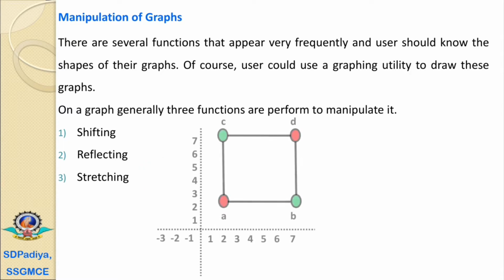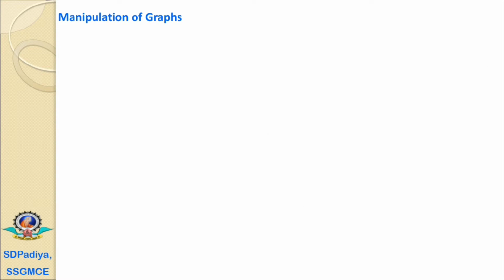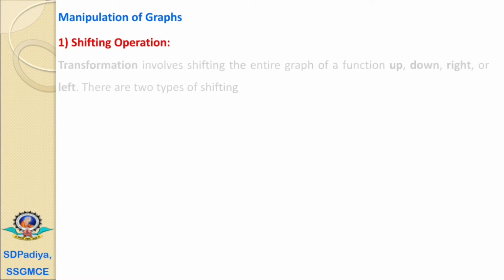Now, if we consider a graph with 4 points, that is A, B, C, D, then it is a square graph. Here, the coordinates of vertex A are 2, 2. Vertex B has the coordinates 7, 2. Vertex C, coordinates are 2, 7. And vertex D, coordinates are 7, 7. Now, we'll see how to perform the shifting, reflecting and stretching operations over this graph. First, we'll start with the shifting operation.